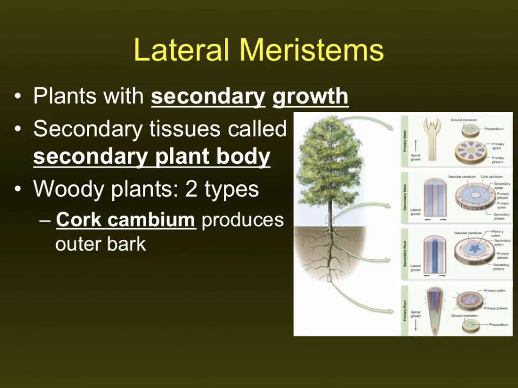So in woody plants, there are two types of lateral meristems. The cork cambium is one. This is the part that produces the bark. So the cork cambium, I don't know if you can see in this picture here, is going to be almost all the way on the outside of this plant.